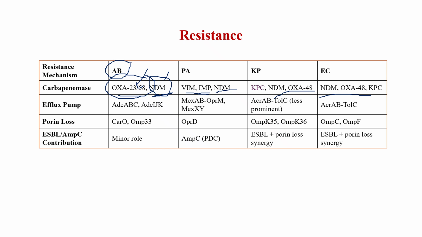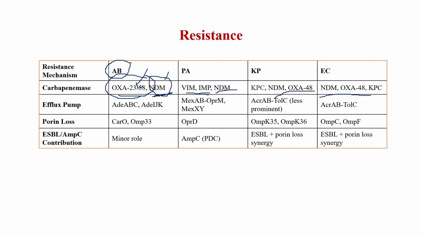The RND efflux pumps like AdeABC in Acinetobacter can cause resistance to multiple antibiotics including tigecycline. We have discussed MexAB-OprM efflux pumps, which are important in carbapenem resistance in Pseudomonas aeruginosa. And AcrAB-TolC can be a cause of resistance in E. coli and Klebsiella, though not commonly seen.